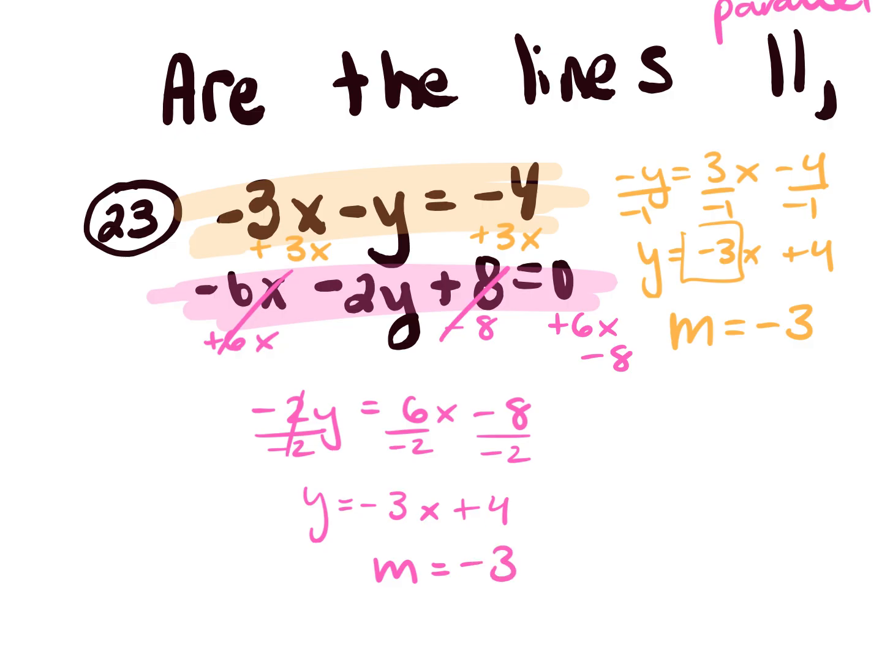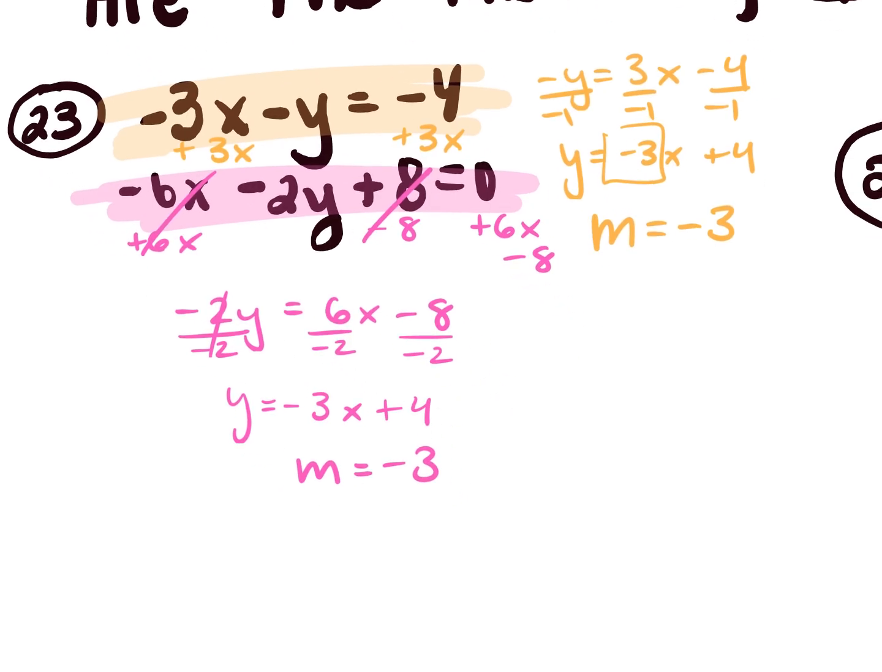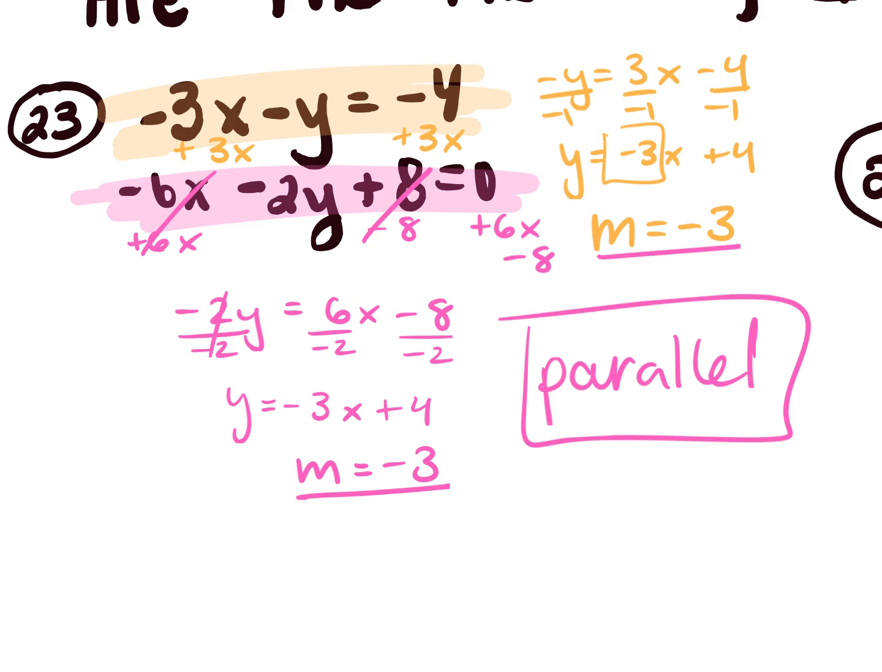-3. So if our slopes are the same number, what does that tell us? That it's parallel. Perfect. Make sure you answer the question for this one. You need to write if it's parallel, if it's perpendicular, or neither. Don't just say same slope. Don't just say opposite reciprocals. You need to write, is it parallel, is it perpendicular, or is it neither?